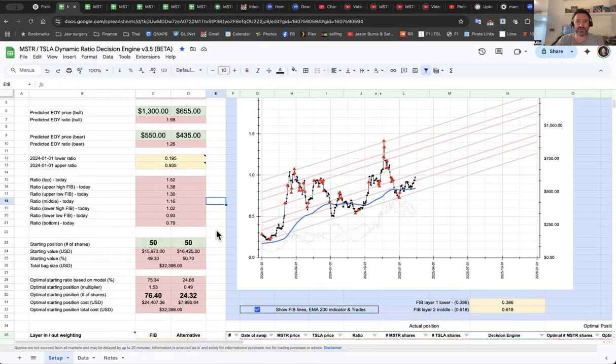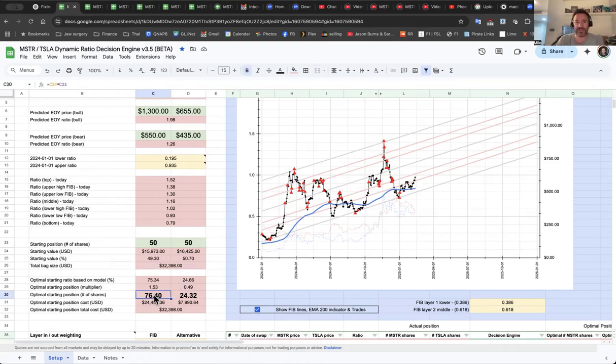So you only use this pretty much at the beginning, when you're first setting up, when you're first starting pair trading. What it does is you enter the number of shares you've currently got for MicroStrategy and Tesla. That tells you how much that bag is worth today. And then it tells you based on where you are in this range. So depending on how you've set this up, right now we're kind of in the bottom part of the range. So we're at a point where we're saying that MicroStrategy is cheap, Tesla's kind of expensive.